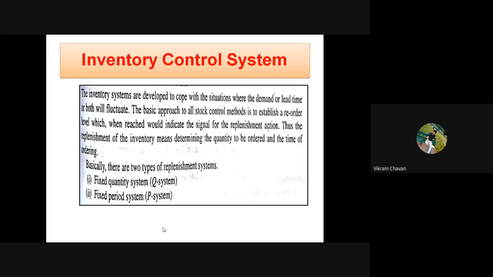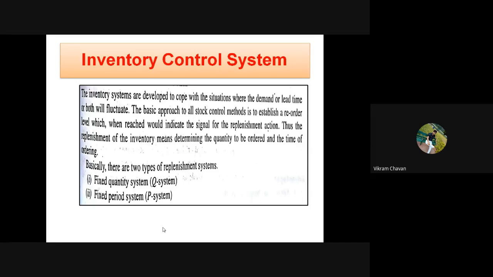Please note down the point. Inventory control system. The inventory systems are developed to cope with the situation where the demand or lead time or both will fluctuate.